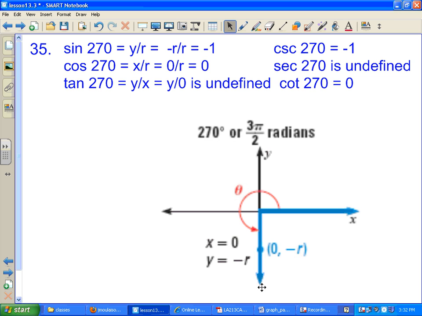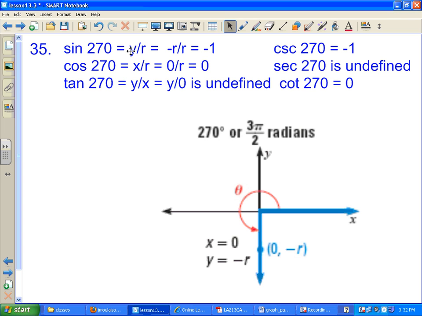Here along the y-axis, the x value is 0, and y and r have the same absolute value because I'm down on the negative y-axis, y is actually the opposite of the r value. So if the r value were 5, y would be negative 5, for example. Once I have those values in this relationship, I can determine the trig function values.